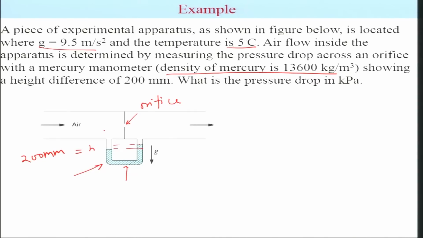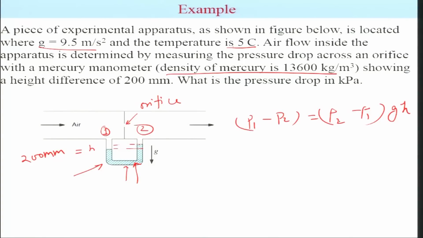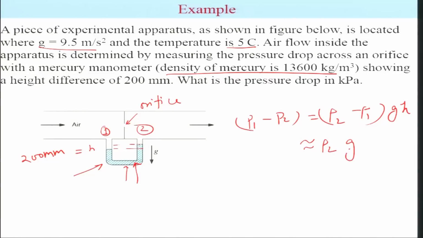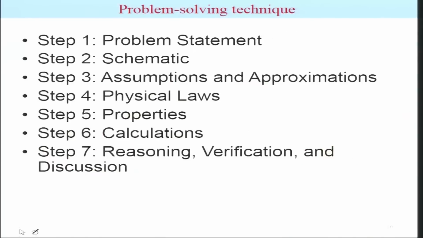So we talked about that this is, let's say, 1, this is 2. So P1 minus P2 is going to be rho 2, which is the density of the mercury, minus rho 1, which is the density of the gas, multiplied by g and h. Now in this case the density of gas is close to 1.2 kg per meter cube. The density of mercury is quite large, so we can ignore that and consider this to be simply the mercury density multiplied by h, and that's how we plug in the values, and we get 25.84 kilopascal.